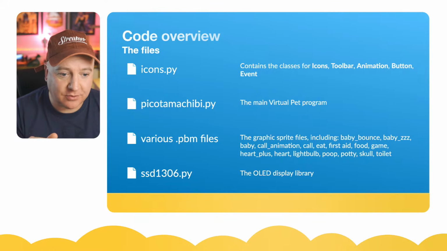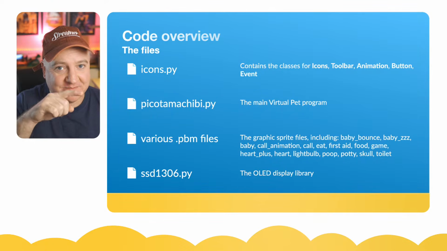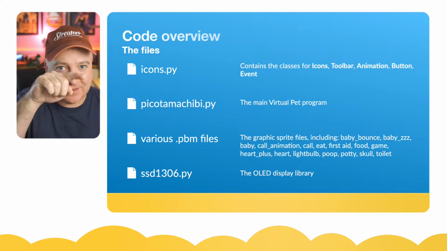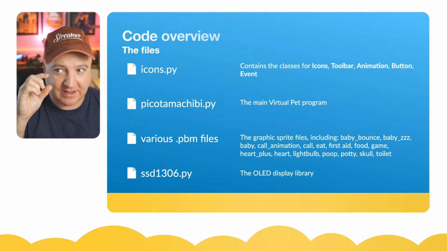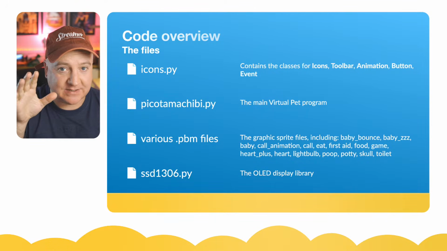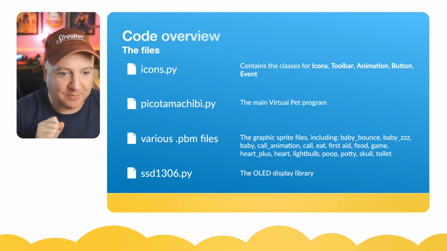Game icon, the heart plus icon, the heart icon, the light bulb icon, the poop icon, and then the potty is the animation of him bouncing into the corner, doing a poop, and then bouncing back. And then the skull is an animation, and it's just two cells, one with his eyes open and one with his eyes closed. And then the toilet is just the icon.